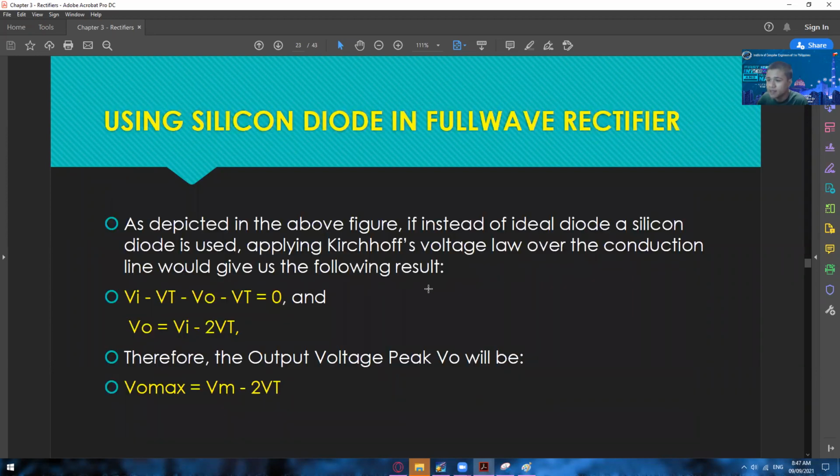Okay then, so let's have an actual example. Let's say using a silicon diode in a full wave rectifier. As depicted in the above figure, if instead of an ideal diode, a silicon diode is used, applying Kirchhoff's voltage law over the conduction line would give us the following result. Again, you don't need to memorize these formulas. So VO is equal to VI minus 2VT.